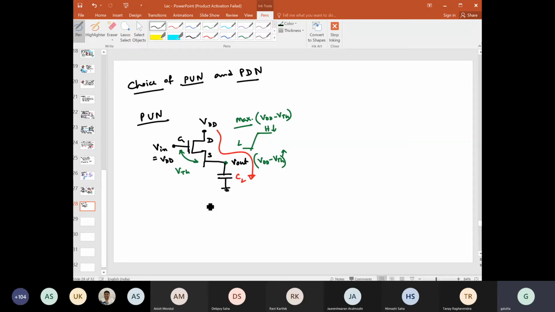Now this is for NMOS as pull-up network. What will happen if we use PMOS as a pull-up network? So this is PMOS as a pull-up network. Here again you have a capacitor CL, and this is V out, and this is VDD. This is source, this is drain, this is gate.